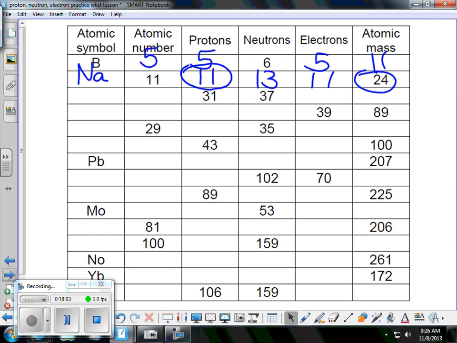Okay. So we have Ga. Okay, and it had the atomic number 31. Now, we can't put 70 there because we know it says this. So it must have lost a couple of neutrons, right? So we're going to add these two together to get the atomic mass this time. 31 plus 37 is? 68. So this one was an isotope also, as well as this one.